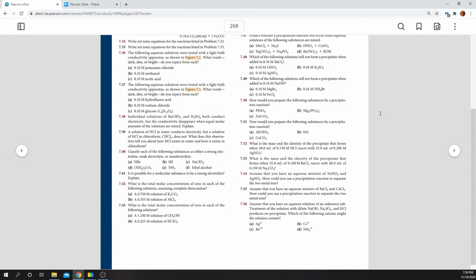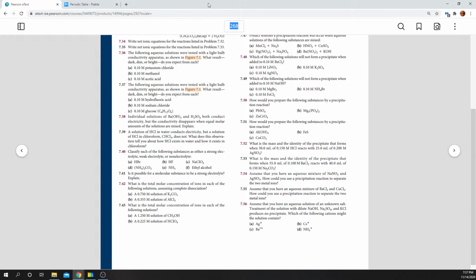50. How would you prepare the following substances by a precipitation reaction? That's kind of weird, but you could mix lead 2 nitrate plus sulfuric acid as a way to make lead sulfate. Magnesium phosphate, you could do magnesium chloride plus phosphoric acid. Zinc chromate, you could do potassium chromate plus zinc chloride, I guess. That's weird. What the heck do they mean by that, I wonder?